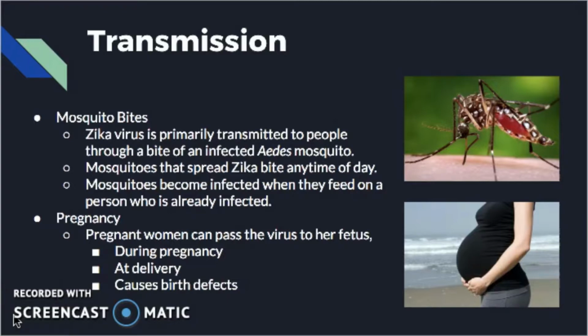Another form of transmission is through pregnancy. A pregnant woman can pass the virus to her fetus during pregnancy or at delivery. Thus, it can cause birth defects.